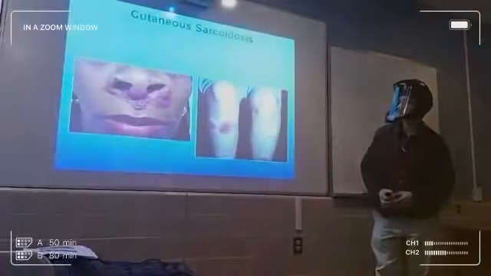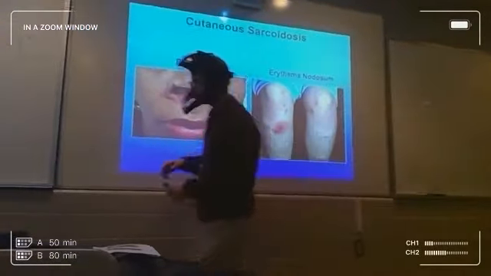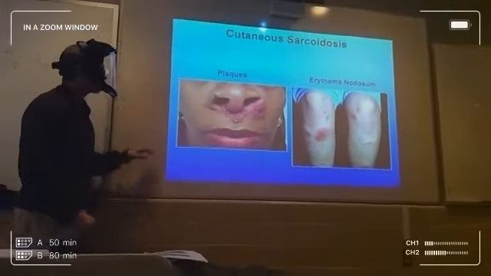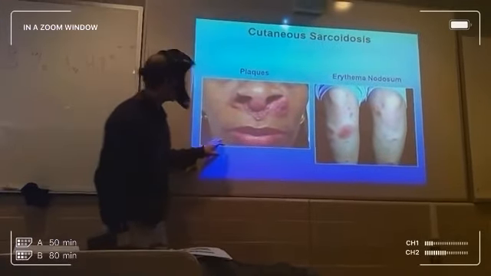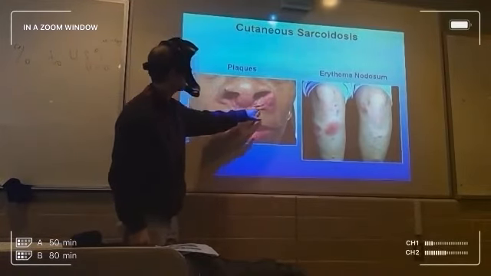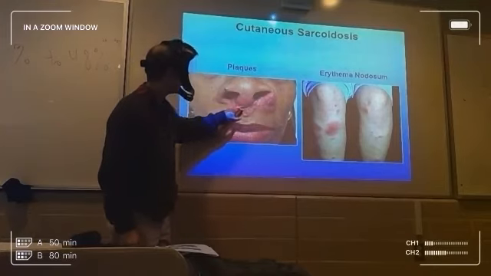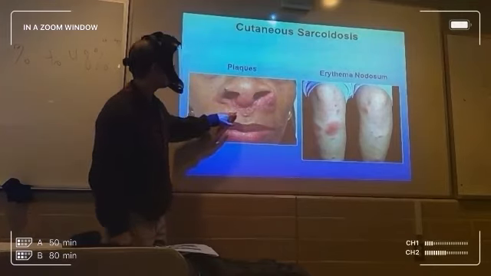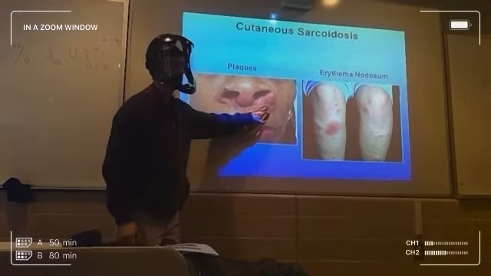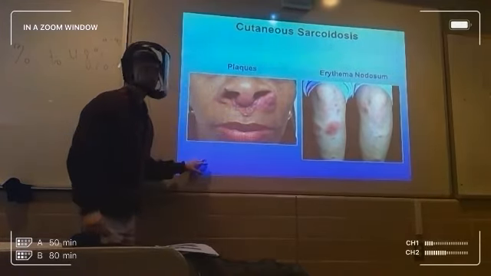Let's take a look. Here's an example of cutaneous sarcoidosis. Okay, this is where the name sarcoid comes from. Again, you can see we have a young African-American woman. Around the area of the nose, you can see there are these fleshy, plaque-like lesions here. This is where the name comes from. Sarcoid means fleshy.